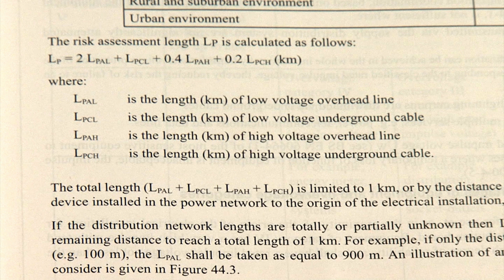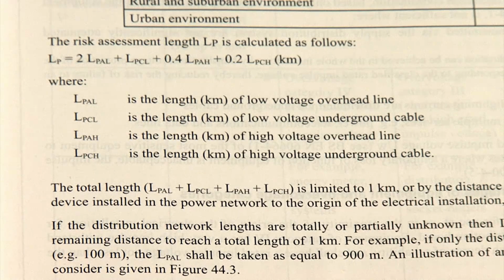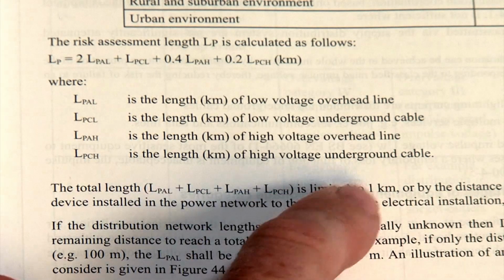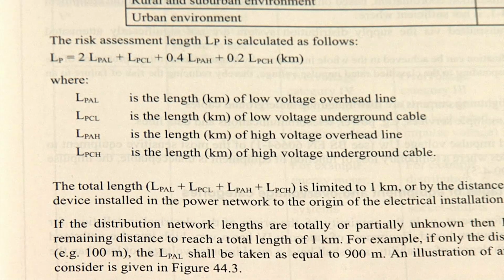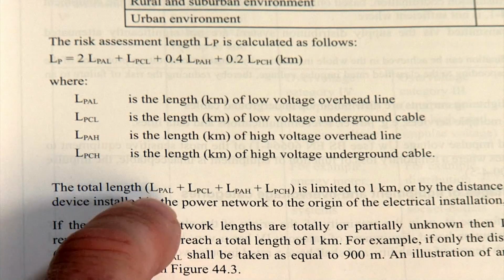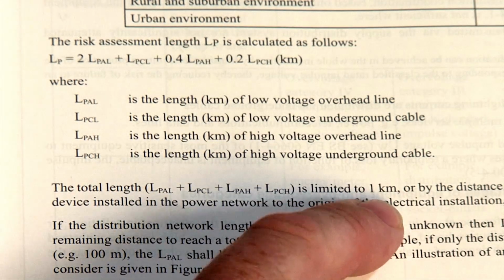But what the regs tell us is that the total length that can be inserted into that LP equation must not be more than 1 kilometre in total, or by the distance from the first overvoltage protective device installed in the power network, which I don't think we're going to know.